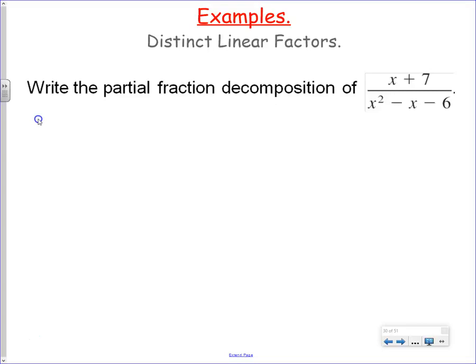So, what is there a reason to do? Factor. All right. Let's rewrite that guy with his factored denominator. And his factored denominator would be x minus 3 times x plus 2.